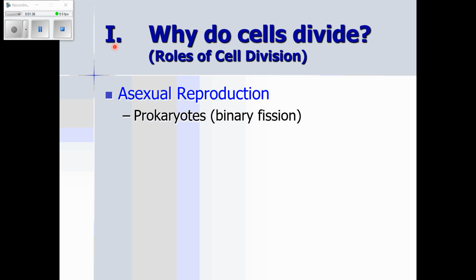So asexual reproduction is easily accomplished by prokaryotes. Bacteria, for example, use a cell division process called binary fission, in which the bacterial cell copies all of its DNA and then it splits to make two genetically identical bacteria.